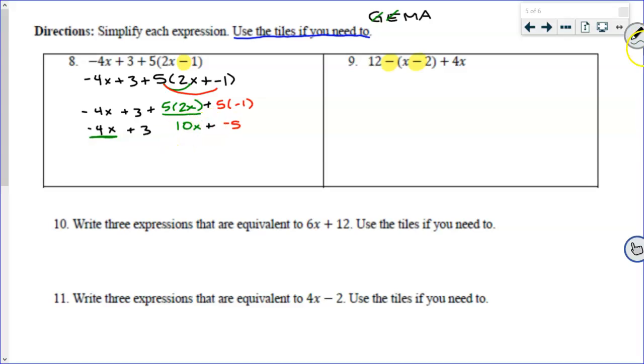And, oops, I forgot the plus sign in between those. And 10 positive x tiles here. Those are going to combine. 4 negatives, 10 positives, that's going to give me 6x. Then I have 3 positive unit tiles, 5 negative unit tiles, which means those are going to combine, give me a couple of 0 pairs, and I'm going to end up with plus a negative 2, which again can also be rewritten to be 6x minus 2.